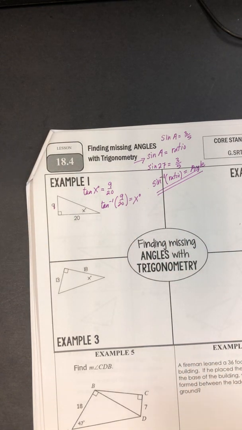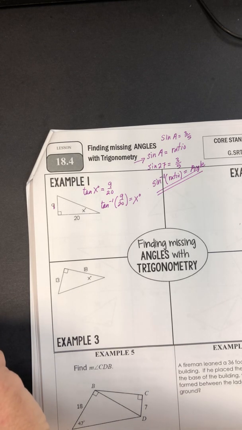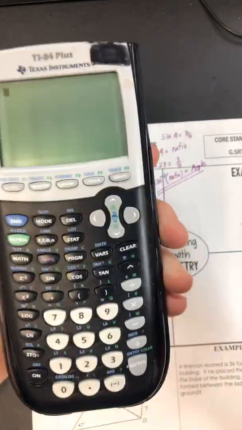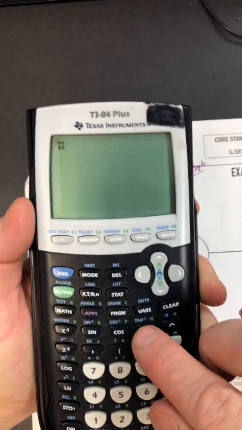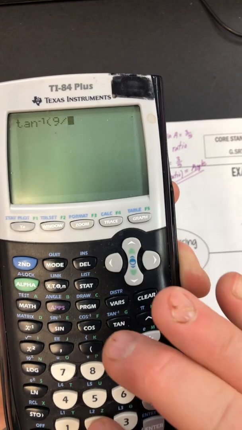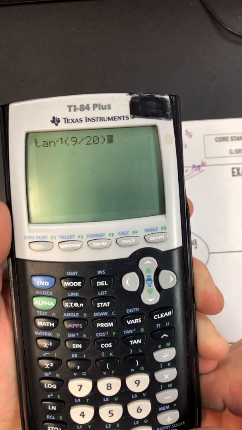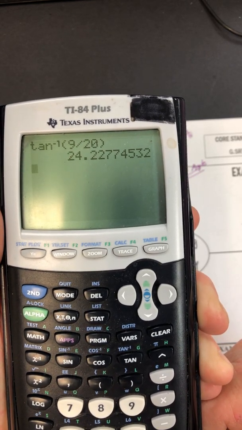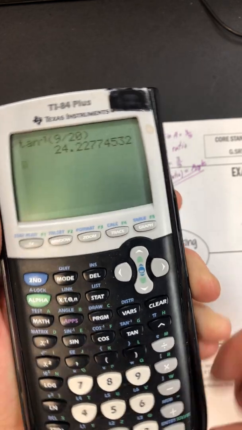Now, this is where you have to have your calculator in degree mode, because your answer is going to be an angle in degrees. If it's not in degree mode, then your answer will be wrong, and you'll not know why. So make sure you check that first when you pick up your calculator. On my calculator, I'm going to go second, what am I using, tangent? Tangent, and then the ratio is 9 over 20, so that's just a fraction, 9 divided by 20. I'm going to hit enter, and that's going to give me the angle, which is 24 point, we'll say, 23, or we'll just say 24.2 degrees.